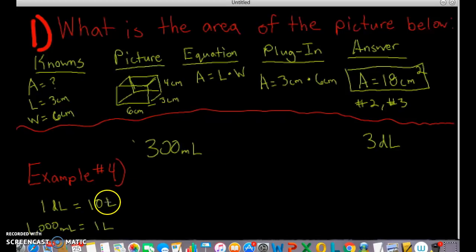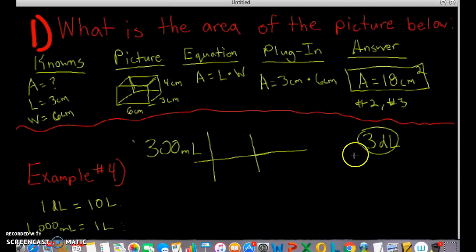So because it is a two-step T-chart conversion, we have two conversion factors here, okay? So since it's two conversion factors, we're going to have two T-charts. So this is the first one, and this is the second one. And we want to know how many robots can hold 3 deciliters, okay? So don't worry about this 3 right over here. Okay, so let's go ahead and start converting.